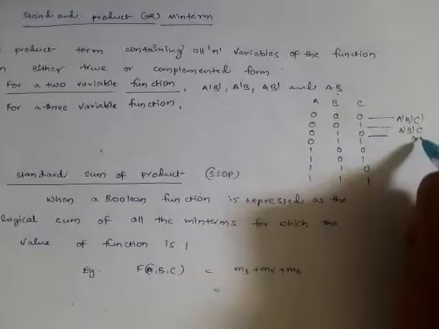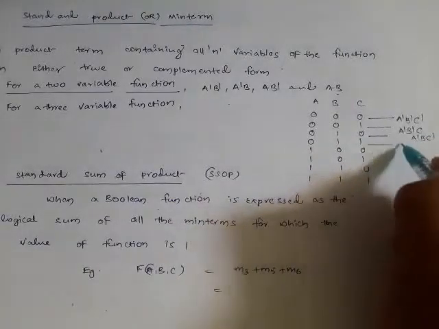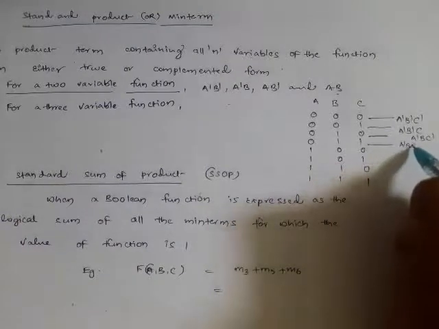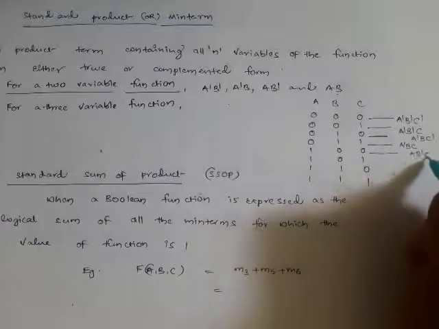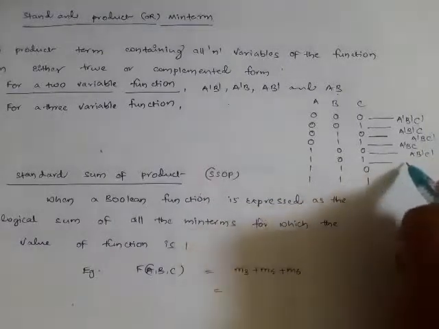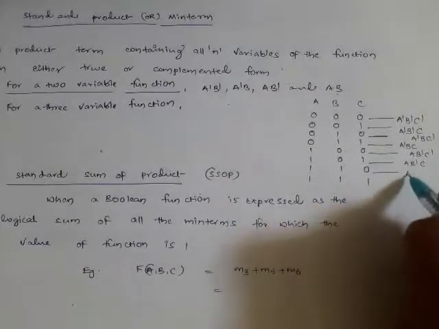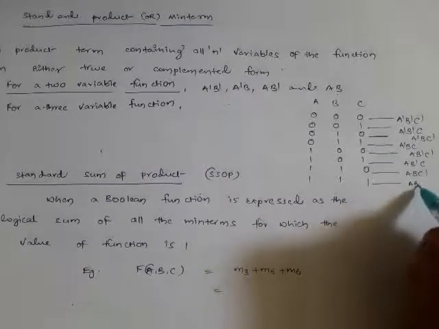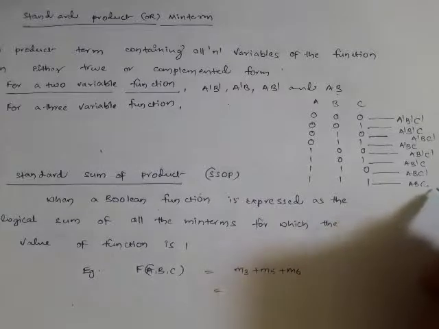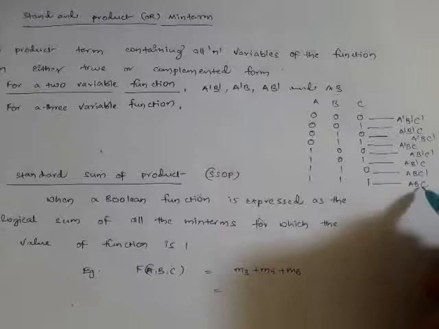So the minterm is A bar, B, C bar here, and here the minterm is A bar, B, C, and here it is A, B bar, C bar, and here it is A, B bar, C, and here it is A, B, C bar, and here it is A, B, C. So it is ABC, meaning A dot B dot C.